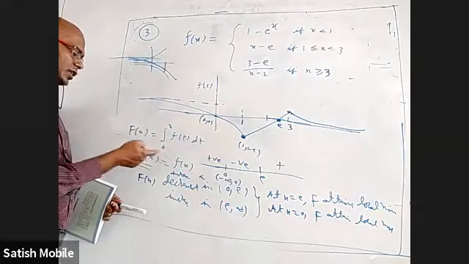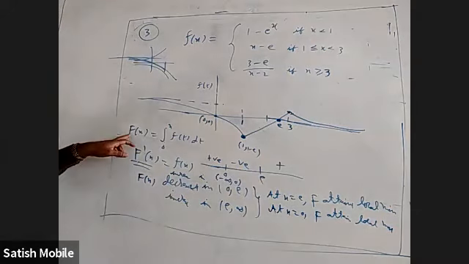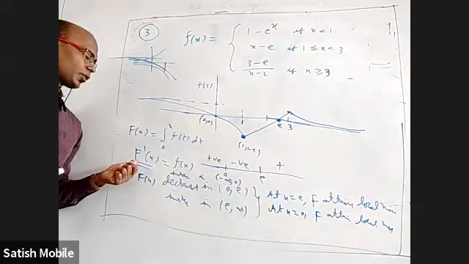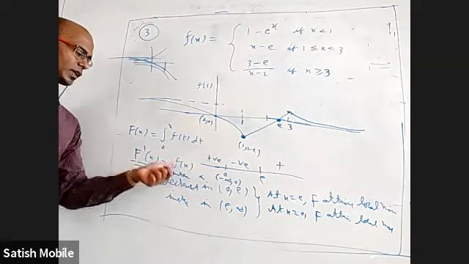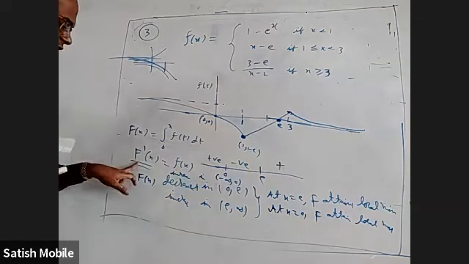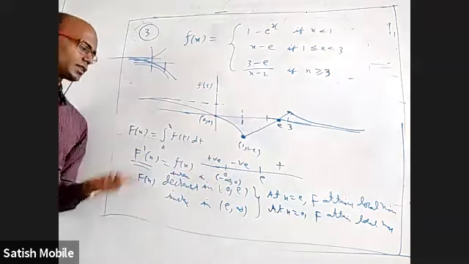Now capital F of x is the integral from 0 to x of f of t dt. By the fundamental theorem, when you differentiate it, capital F dash x is simply f of x. Whether capital F is increasing or not, you have to know its derivative, whether it is positive or negative. But the derivative is nothing but small f of x. So whenever small f of x is positive, F dash x is positive and F is increasing. Whenever it is negative, F dash is negative and it is decreasing.